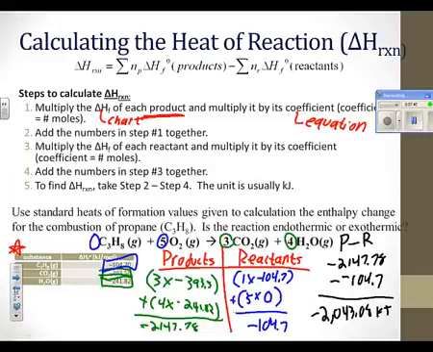I forgot to come back and tell you if the first one was endothermic or exothermic. That negative value makes it exothermic. There we go.